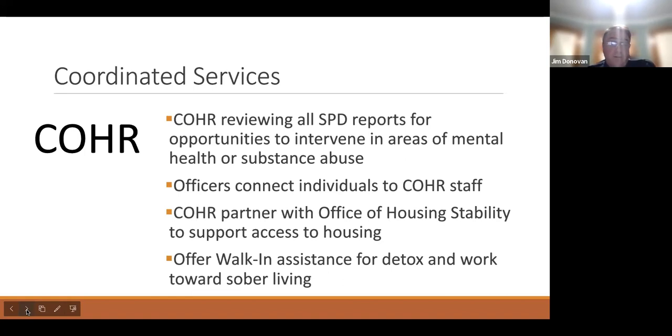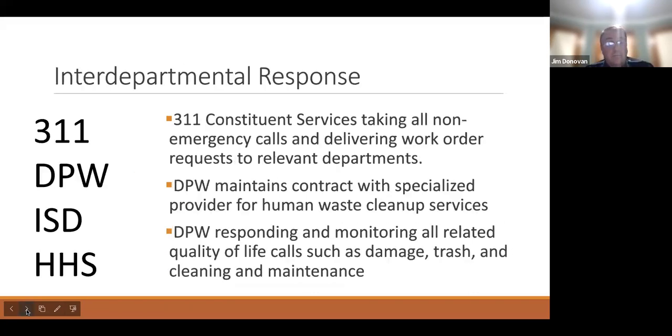Our core unit also partners with the Office of Housing Stability to access housing as well. They also offer walk-in assistance, the core unit. They operate out of the first floor of the police department. They offer walk-in assistance for detox and work towards sober living. Next slide.